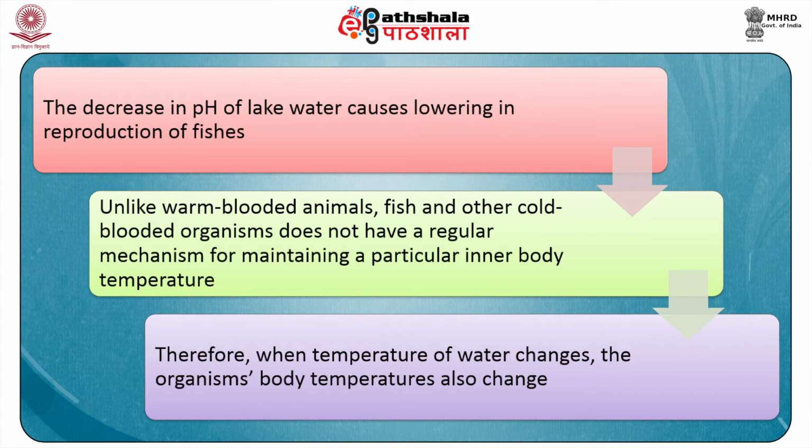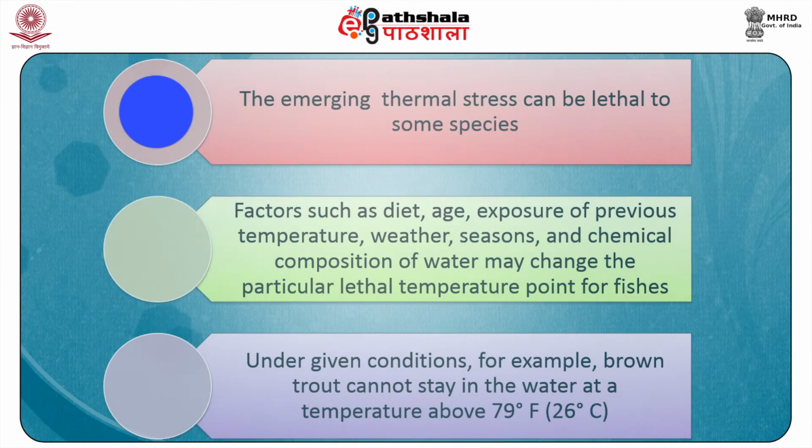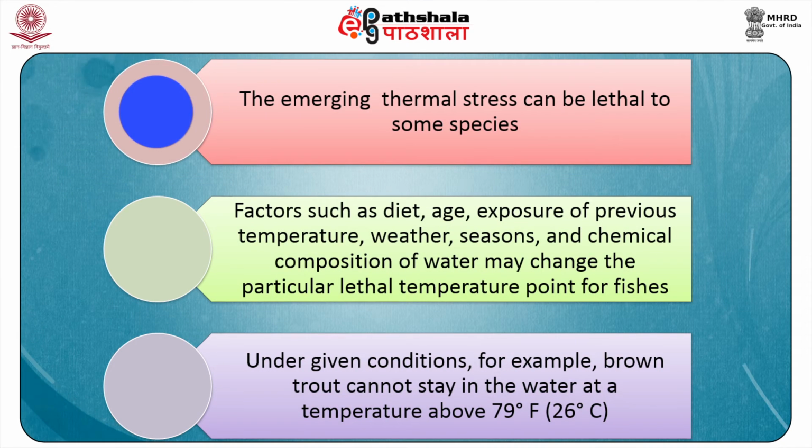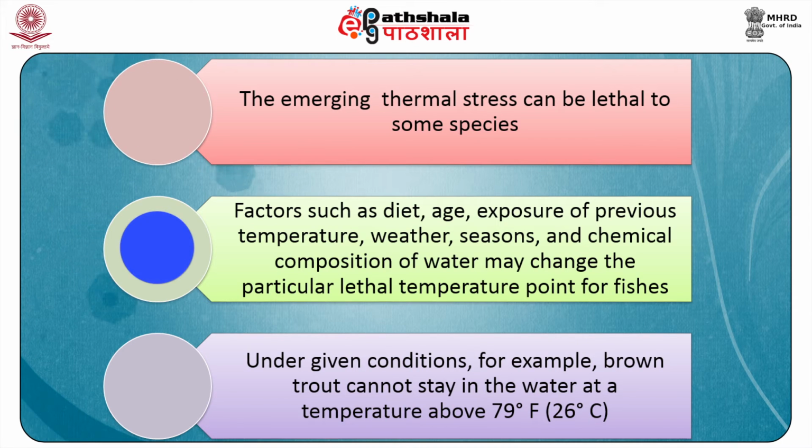Unlike warm-blooded animals, fish and other cold-blooded organisms do not have a regular mechanism for maintaining a particular inner body temperature. Therefore, when the temperature of water changes, the organism's body temperature also changes. The emerging thermal stress can be lethal to some species. Factors such as diet, age, exposure to previous temperature, weather, seasons, and chemical composition of water may change the particular lethal temperature point for fishes.